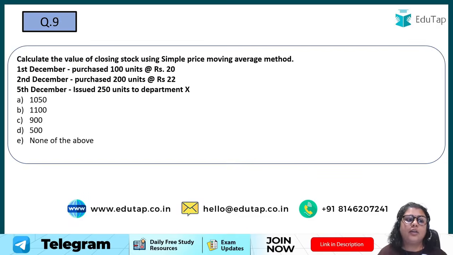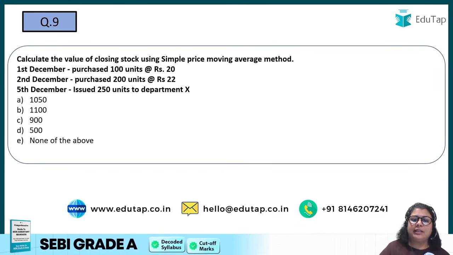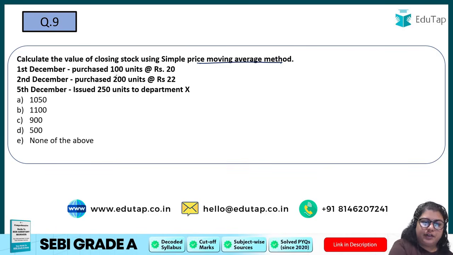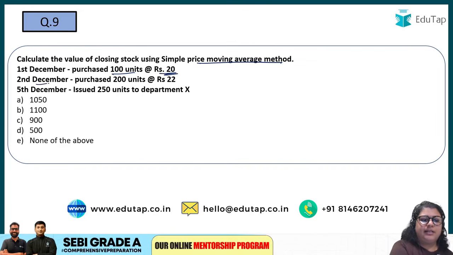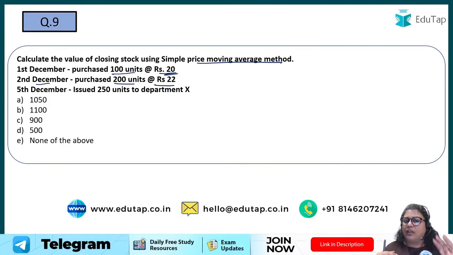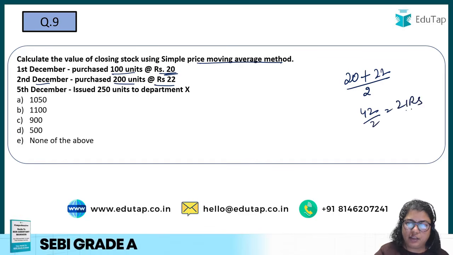Okay. Then question number 9, again a numerical based question. Calculate the value of closing stock using the simple price moving average method. On 1st December it purchased 100 units at the rate of 20 rupees, and on 2nd December 200 units were purchased at the rate of 22. So in the price moving average method, first of all I have to average this. So that will be 20 plus 22 divided by 2. 20 plus 22, 42, divided by 2, that is 21 rupees. That is the average price.